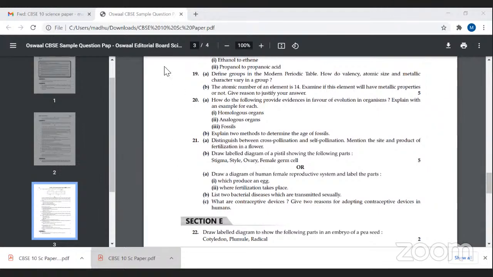So let's move on to question number 21. Let's start with question number 21, section A: draw a diagram of the human female reproductive system and label the parts which produce an egg and where the fertilization takes place.